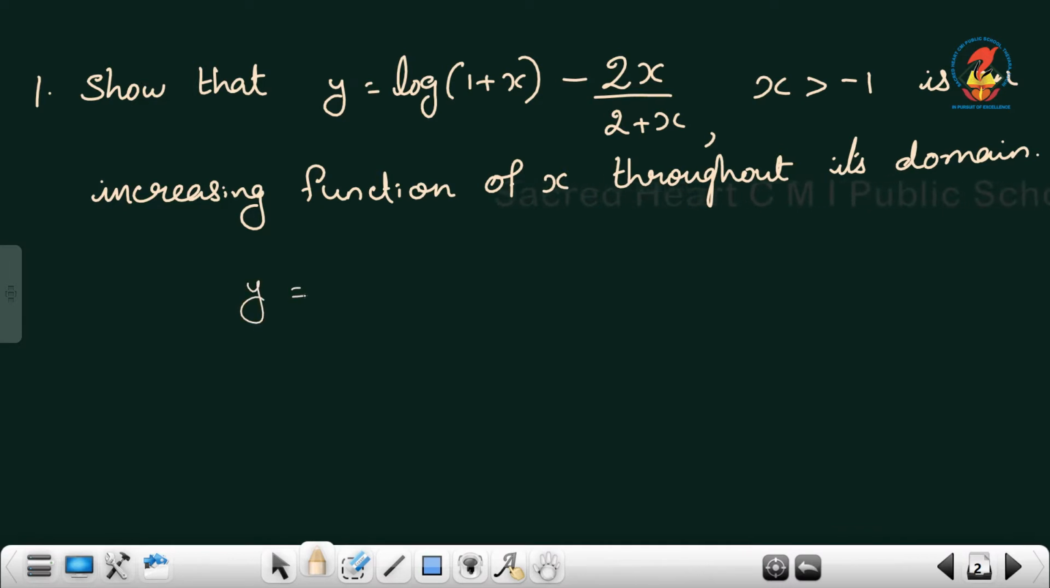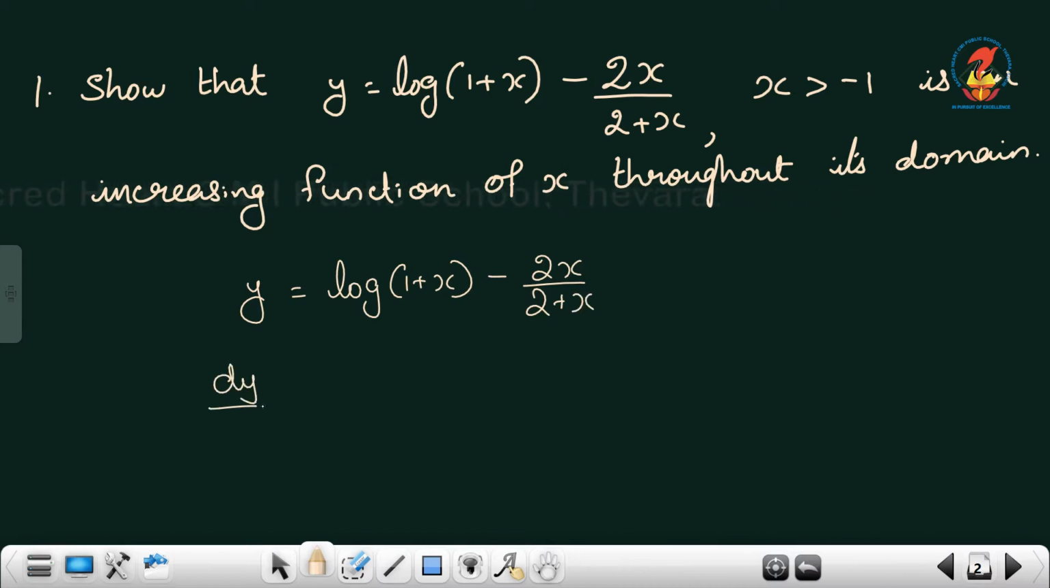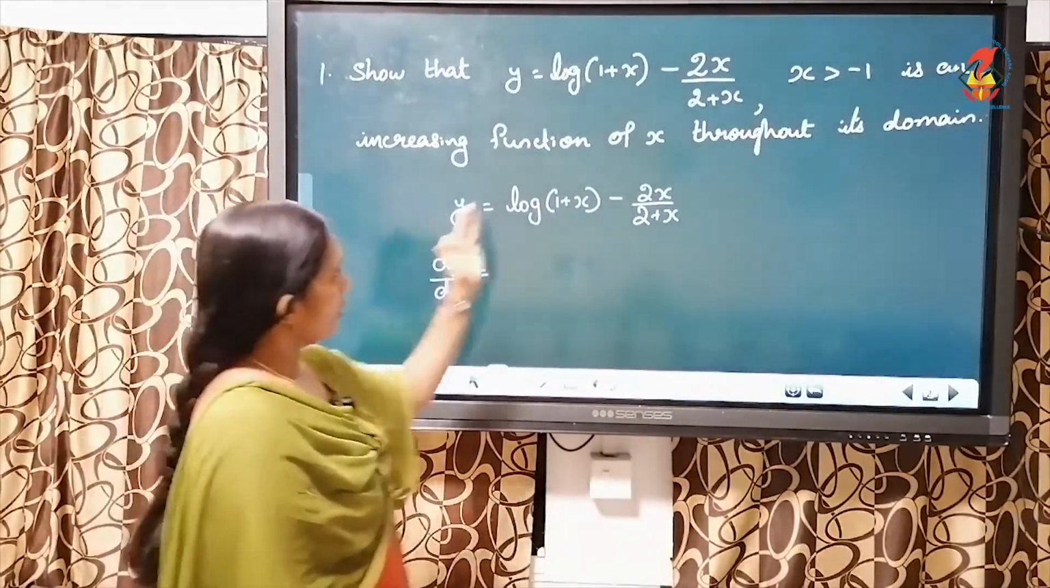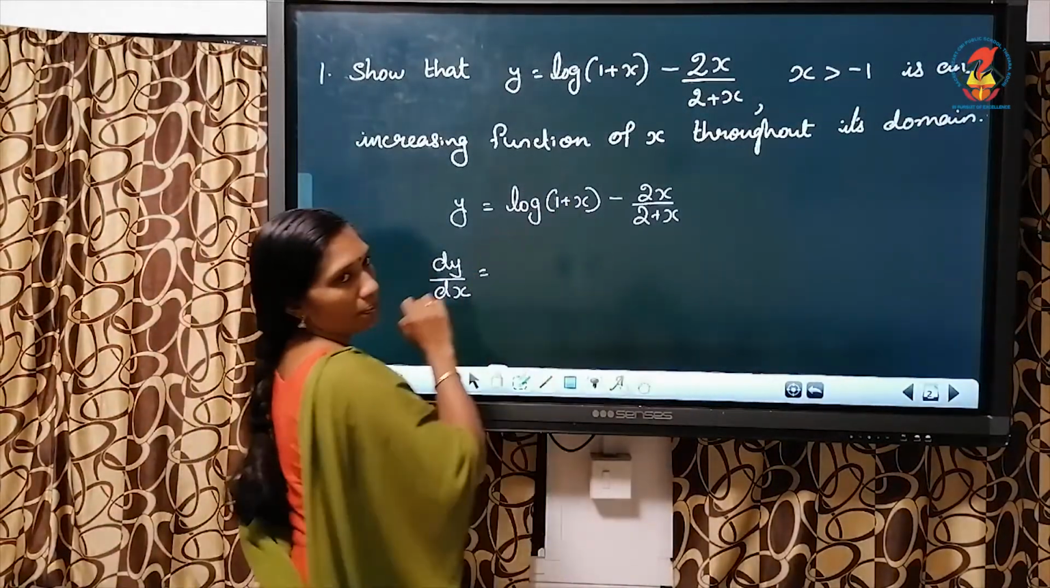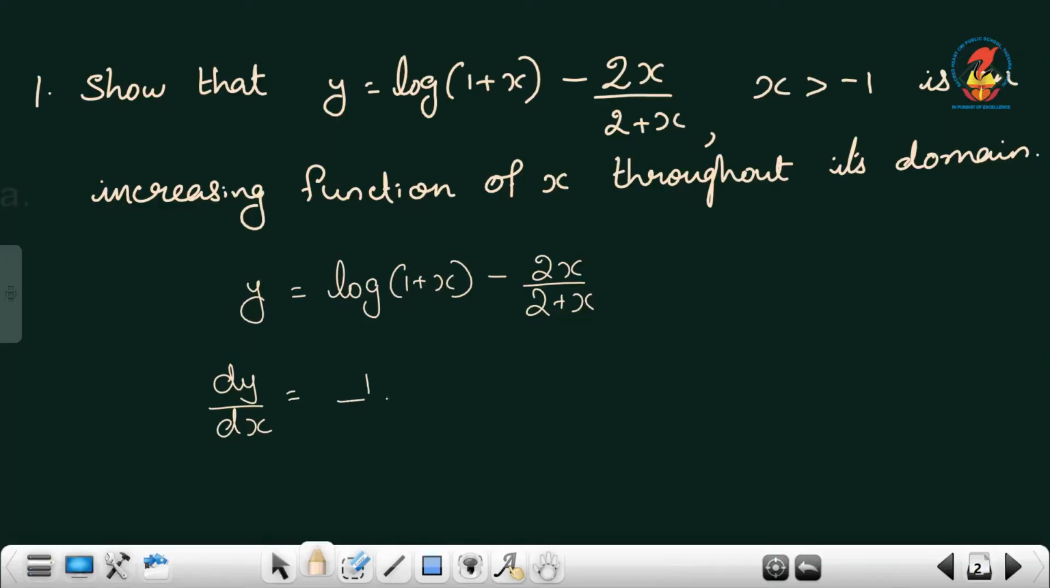So y is equal to log(1 + x) minus 2x by (2 + x). Now find dy by dx, that is the derivative of y with respect to x. Here we have two terms, so we can do them separately. First take log(1 + x). What is the derivative of log(1 + x)? It is 1 by (1 + x). Then by chain rule we find the derivative of the bracket, 1 + x. Its derivative is 1. So only 1 by (1 + x).